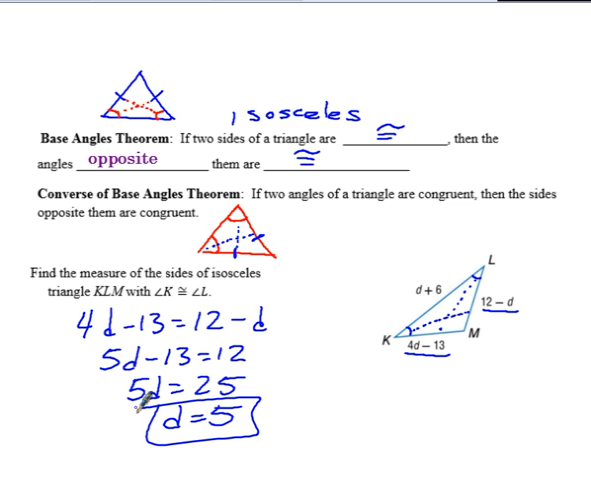So now here's where we need to be careful. It says find the measure of the sides. So we didn't just want to solve for the variable. Now we actually have to substitute 5 back in to all of these expressions. So if d is 5, 5 plus 6 is equal to 11. 12 minus 5 is equal to 7. And if everything went well, we know that this should also equal 7, because we said that these two sides were congruent. So 4 times 5 is 20, and 20 minus 13 is also 7. So those are my side lengths.